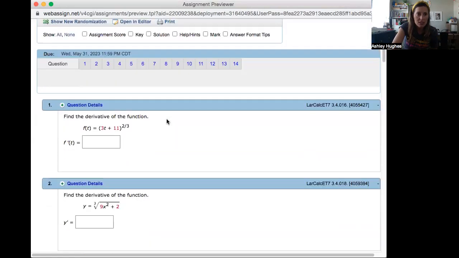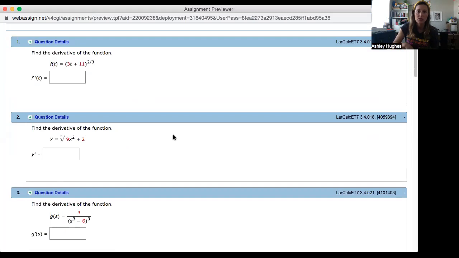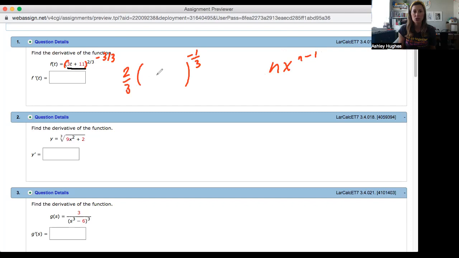The first question says, find the derivative of (3t + 11)^(2/3). So we see the outer part of the function is this raised to the 2/3. We're just going to pull the 2/3 down and subtract 1 from the power, because it's n x to the n minus 1 for the power rule, and that would be negative 1/3. Now the inside stays the same. I always say, don't chew the chocolate.